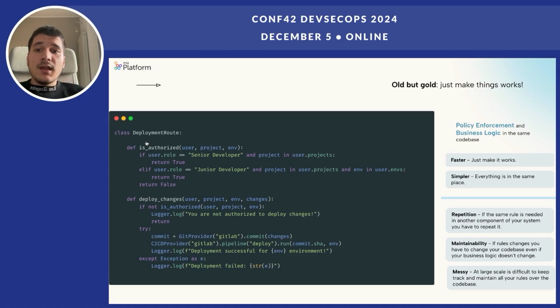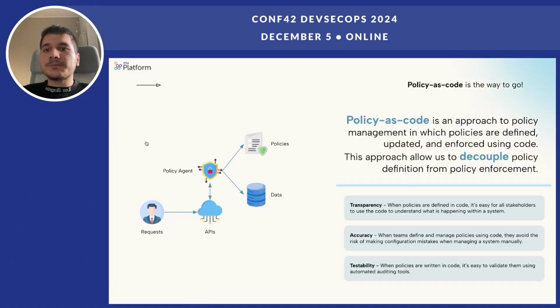On the other hand, it exposes us to several problems, such as repetition. For example, if the same policies need to be used in other services, especially in a distributed application, they have to be repeated. And this leads to difficult code maintainability in large-scale applications. A better way to manage our policies is to decouple them from the code base that contains the business logic of our services. The way to do this is by adopting a policy as code approach.